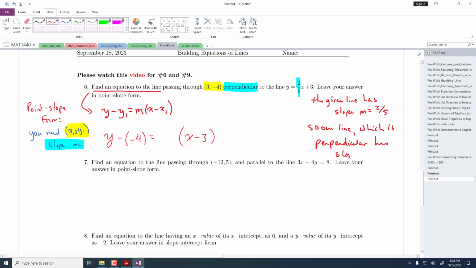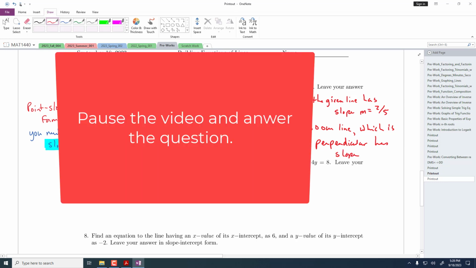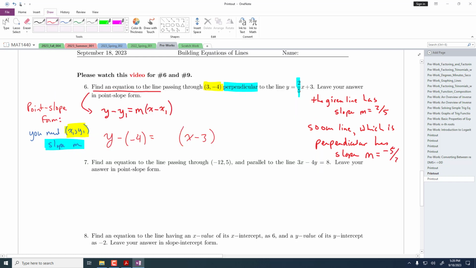has slope what? Pause the video. What's the slope of our line going to have? Pause the video, answer the question. What's our slope going to be? Our slope is going to be -5/2, the negative reciprocal.